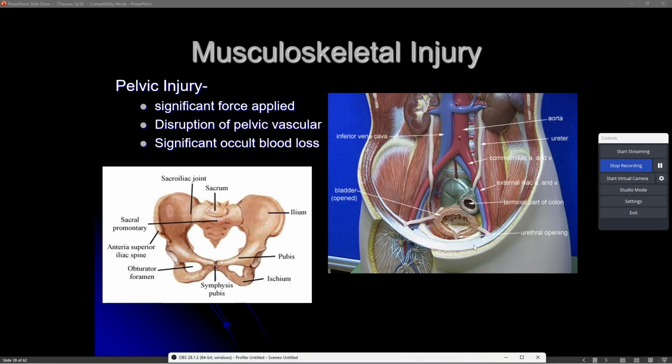Moving on. Okay. Some more excellent pictures. So you can see all these different structures. Down here, we have the potential for the bladder to rupture. We have intestine here. We have major descending and ascending blood vessels. We have our kidneys left and right.